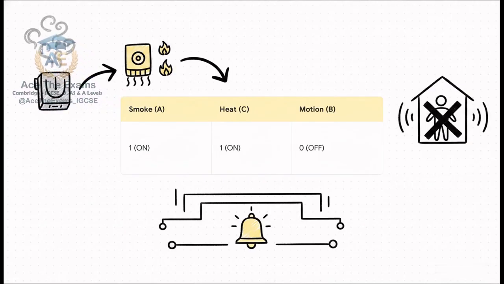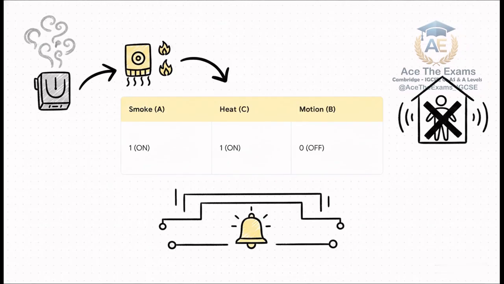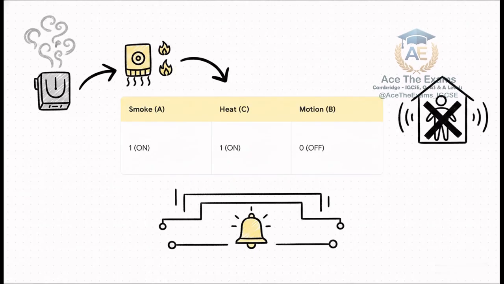First, we clearly define our inputs. We have 3 distinct variables here. Input A is our smoke detector. Input C is our heat detector. Logically, we absolutely need both of those sensors to be on, meaning a binary 1, to firmly confirm there is an actual fire and not just a burnt piece of toast.